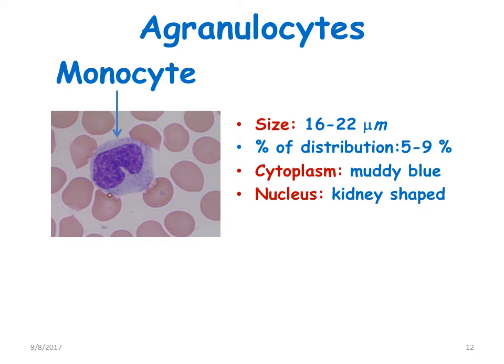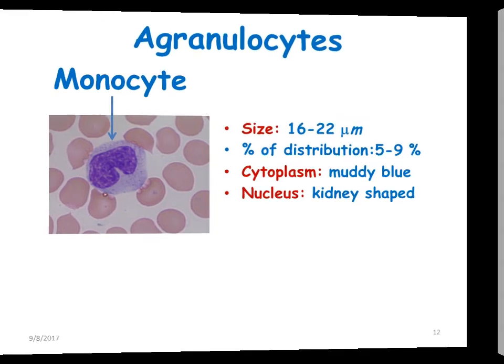The last cell that is under consideration is the agranulocyte, that is the monocyte. These monocytes have a size of 16 to 22 micrometers. Percentage of distribution is 5 to 9%. Cytoplasm is muddy blue in color, and the nucleus is kidney shaped.